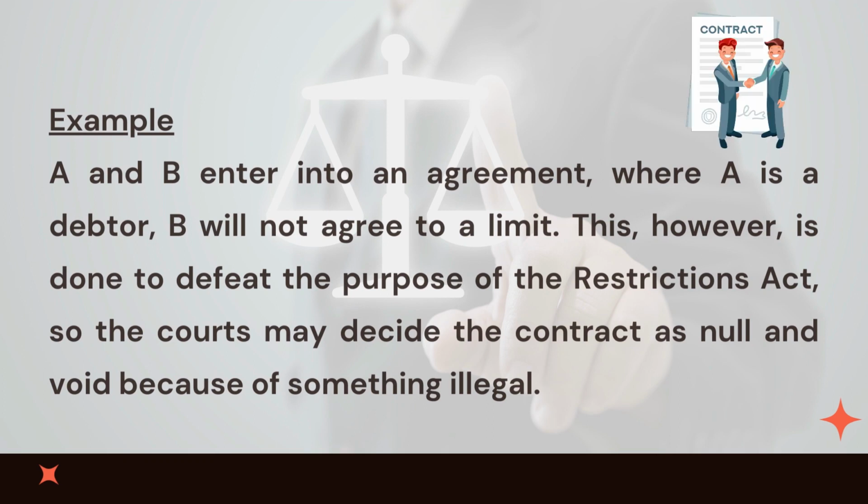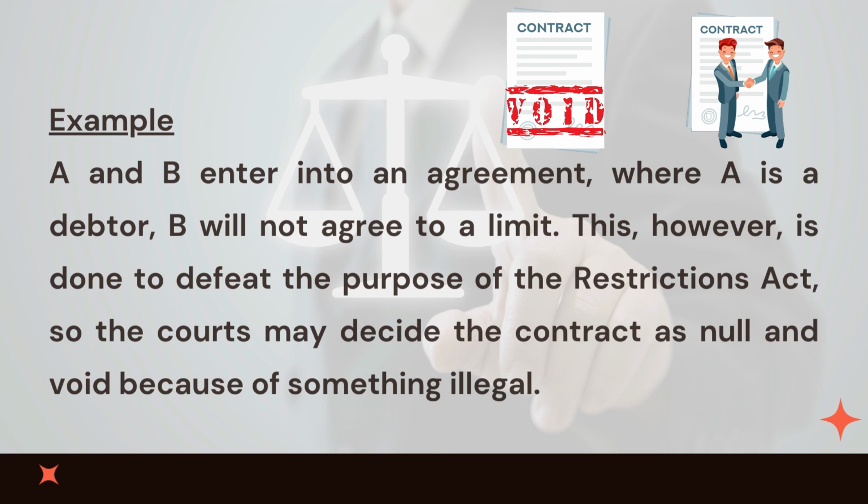A and B enter into an agreement where A is a debtor and B will not agree to a limit. This, however, is done to defeat the purpose of the Restriction Act. So, the court may decide the contract is null and void because of something illegal. B is not agreeing to a limit, so there is no consent and no consideration.